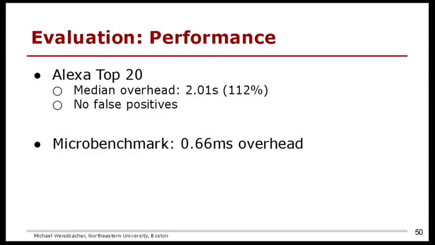In terms of performance, we evaluated the Alexa top 20. These sites didn't have any bugs we were aware of, so we were just testing how fast these load during the enforcement phase. It's really a median overhead of 2 seconds, which is 112%. We had no false positives with enforcement, so the sites were functionally the same.